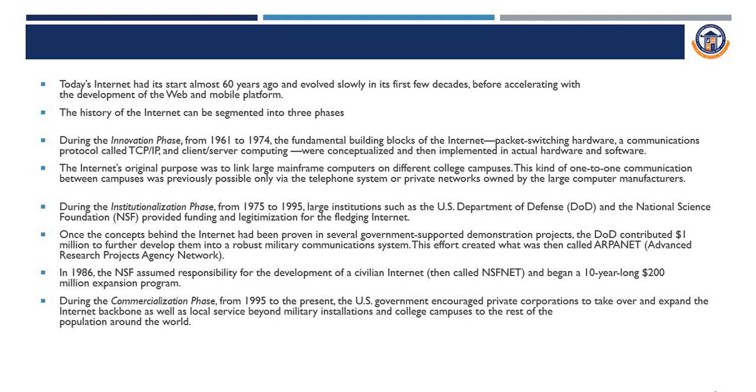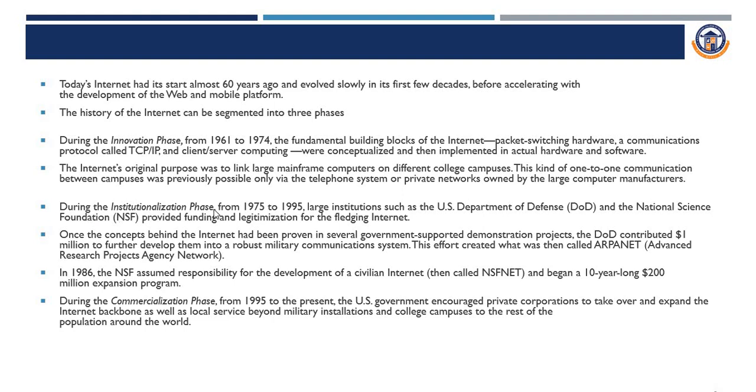Today's internet started almost 60 years ago. So this is the history of the internet. In 1961 to 74, the fundamental building blocks of the internet were created: packet switching hardware, a communication protocol named TCP, and client server computing. The internet's original purpose was just linking mainframe computers at different college campuses. This is a kind of communication which was created in earlier days.